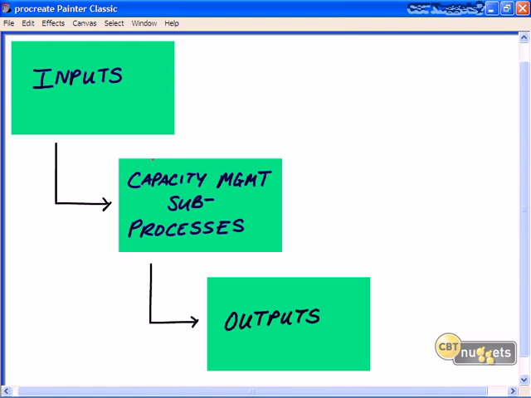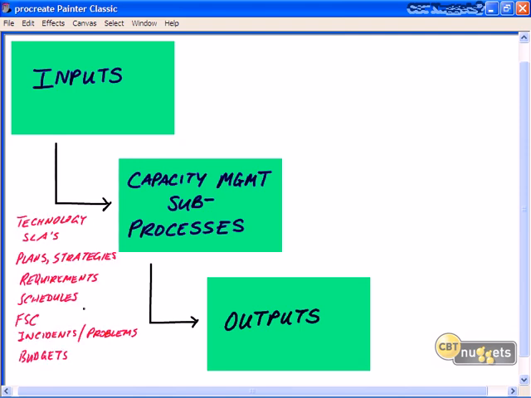As I mentioned, the capacity management process is really going to involve a wide variety of inputs that are placed into the capacity management sub-processes: business, service, and resource capacity, and then of course generating output. Let me kind of give you a little laundry list here of some of the inputs, some of the things that are actually placed into the different sub-processes. Here's kind of a quick list of some of the inputs that go into the three sub-processes.